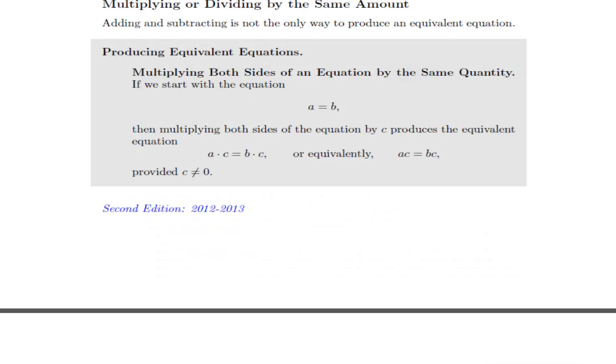Multiplying and dividing by the same amount. Adding and subtracting is not the only way to produce an equivalent equation. Multiplying both sides of an equation by the same quantity: if we start with the equation a equals b, then multiplying both sides of the equation by c produces the equivalent equation a times c equals b times c, or equivalently, the product of a and c equals the product of b and c, provided c is not equal to 0.